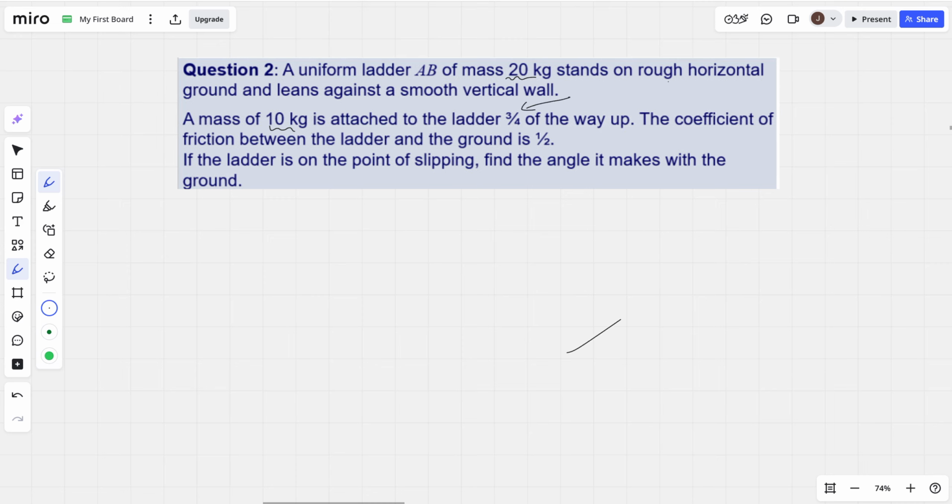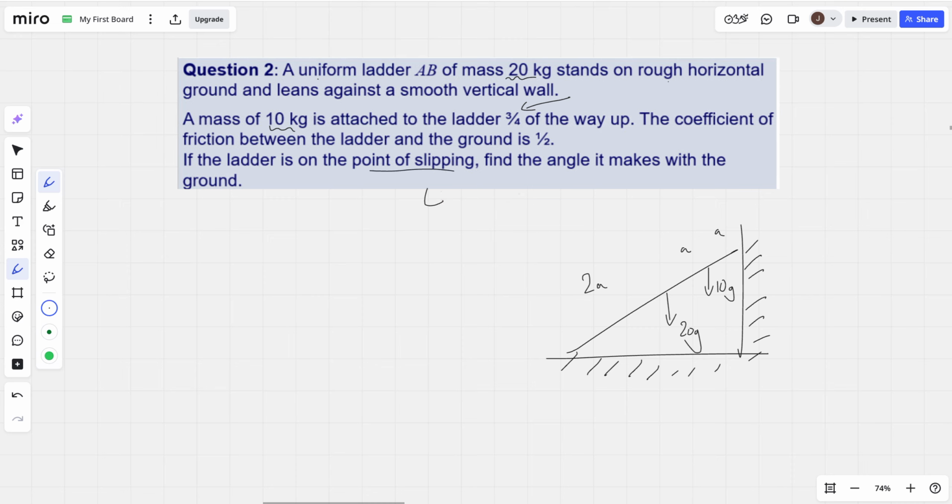So one way that we can handle this, because it's uniform, we could draw our 20G of the weight of the ladder in the middle, and then our 10G here. And you might want to just call these, for example, 2A, A, and A. You could just label the distances in that way. As we said again, it's another one against the wall. It's on the point of slipping. So point of slipping is the signal that we're dealing with equilibrium. So again, we'd do R and mu R and S, and that's kind of the setup for the question.